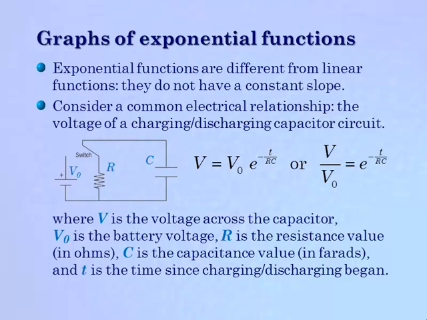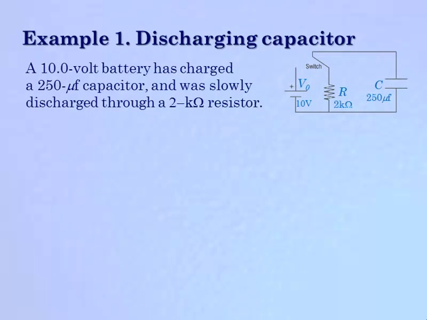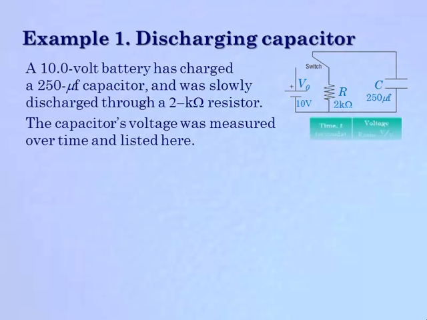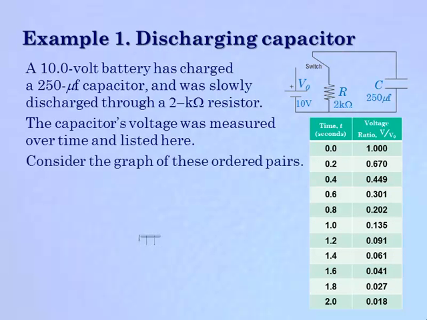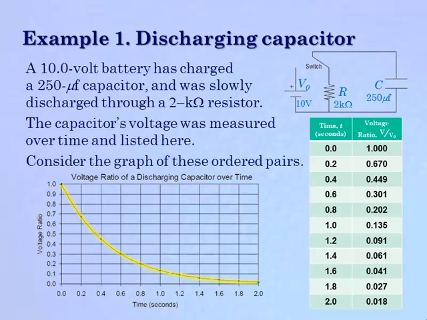So let's look at the exponential function a little bit closer. If we have a 10-volt battery charging a 250 microfarad capacitor, and it is being slowly discharged through a 2 kilo-ohm resistor when we close the switch, then the capacitor's voltage can be measured over time, as we've shown here. At time 0, it exactly equals the battery voltage, and so the ratio of V over V0 is 1. But then as it begins to discharge, the ratio begins to drop closer and closer to 0.